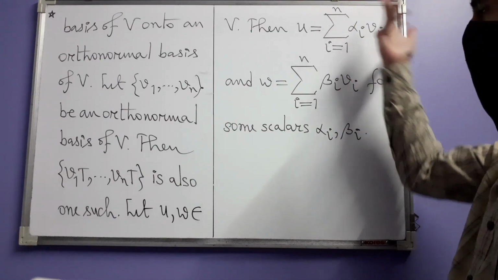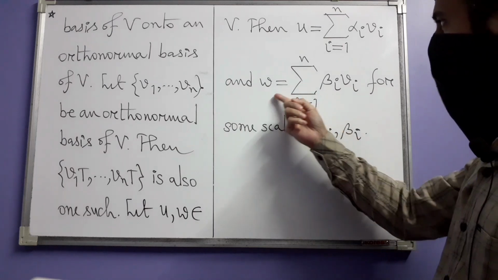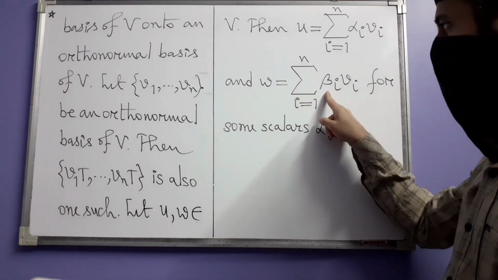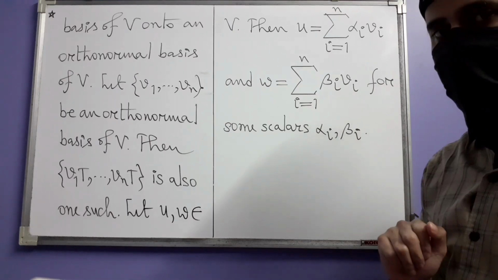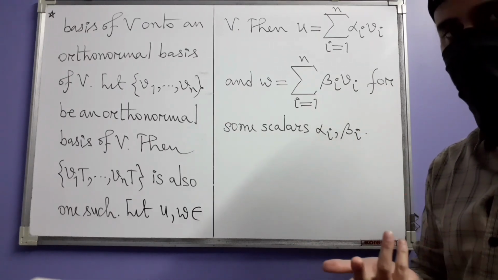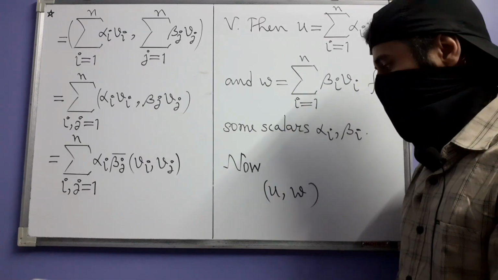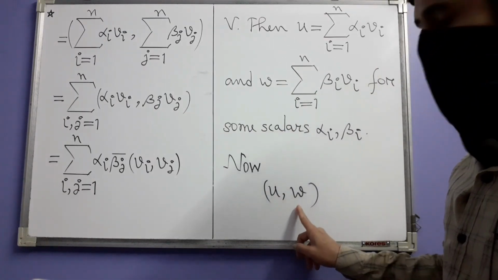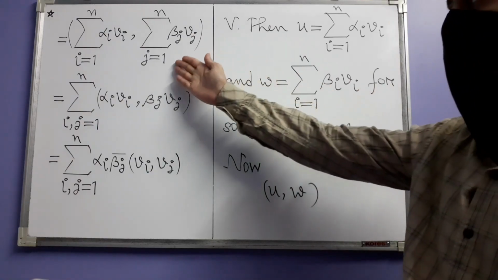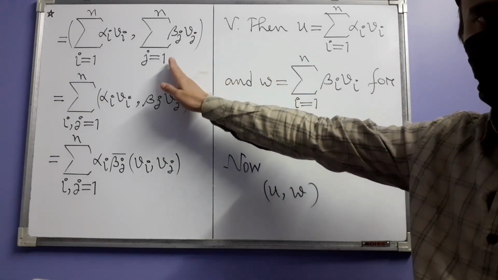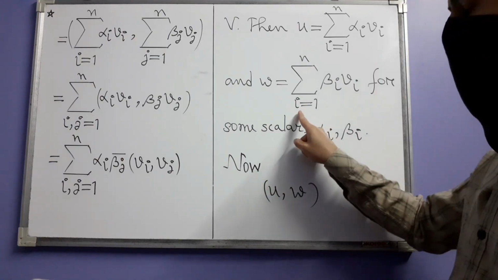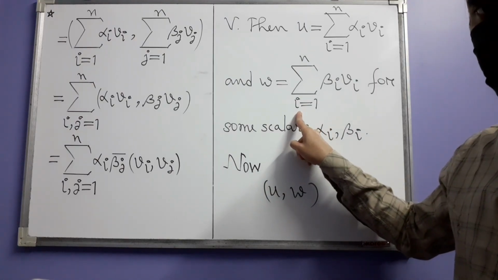I of course varies from 1 to n, and w is this other linear combination where the scalars are beta i's. Actually these alpha i's and beta i's you already know are in general complex numbers. So now we consider the inner product of u and w, and we use these linear combinations to write that inner product like this. You may notice one thing immediately, that here the index of summation is i, but here I have written j.